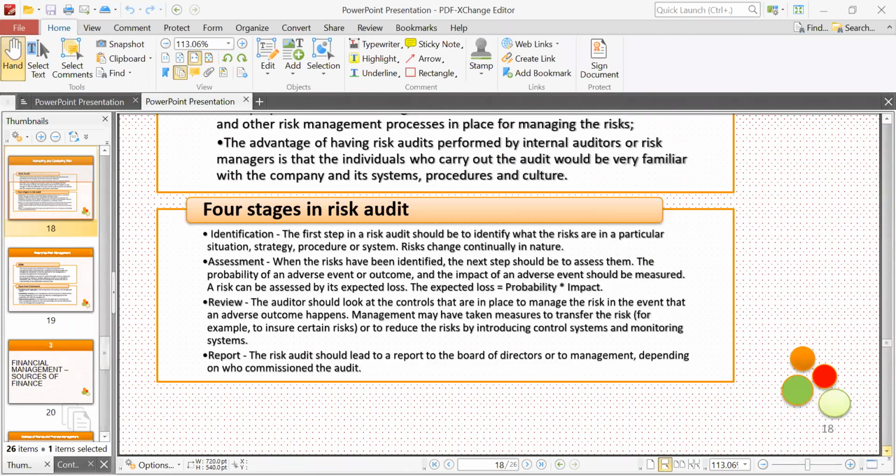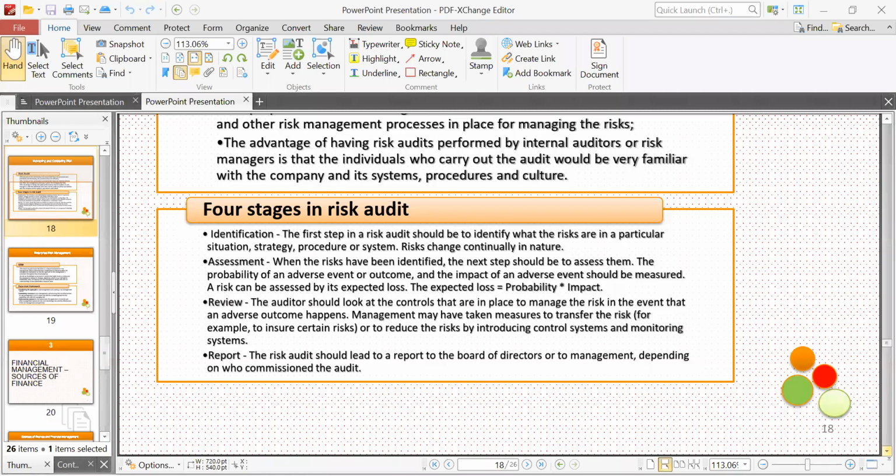Now let's look at the 4 stages in risk audits. What are the 4 stages in risk audits? IARR: identification, assessment, review, and report. I've already mentioned that you cannot audit risk or manage risk without identifying risk. What will you be identifying? The first step in a risk audit should be to identify what the risks are in a particular situation. So that's the first thing you need to do.